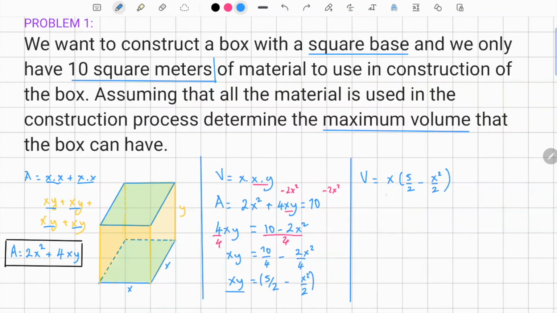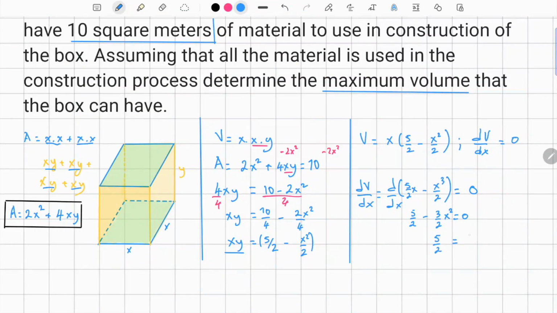Since we have the volume in terms of x alone, we need to take the derivative of the volume and equate it to 0 in order to find the local maximum of the volume. x squared is going to give us 5/3, and since distance cannot be negative, we're going to have x, which is the square root of 5/3.